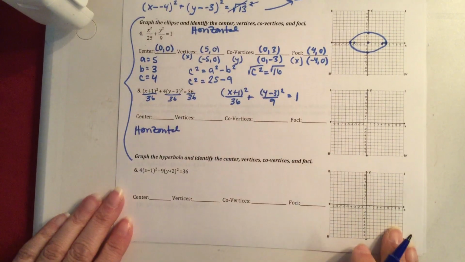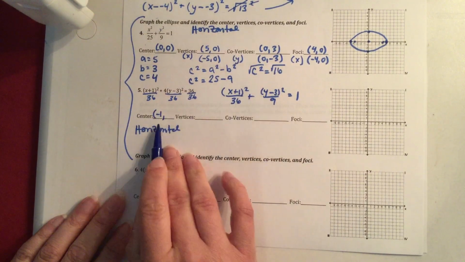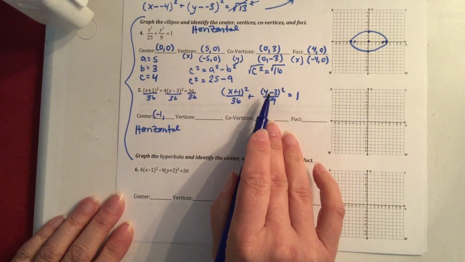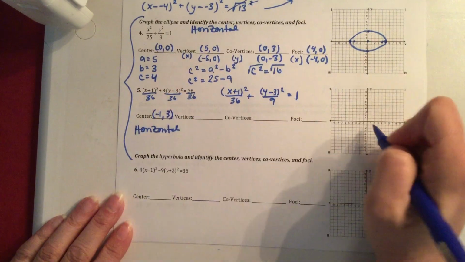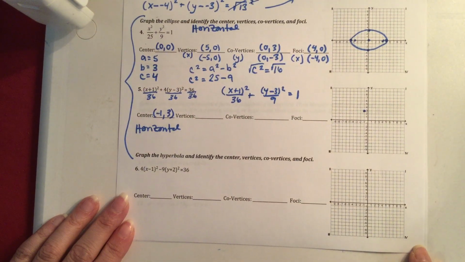So now let's go ahead and go for this. Center, what are you subtracting from x? -1. What are you subtracting from y? 3. So I go to the left one, up 3. That is going to be the center of my ellipse.